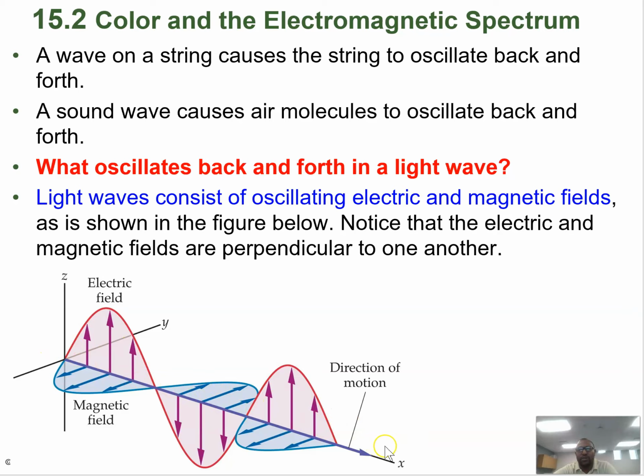So as the light travels away from the source, it has two different fields, the magnetic field and the electric field, which are perpendicular to one another. These are the things that propagate. It is not air like sound. It is not part of the string like the wave in a string.